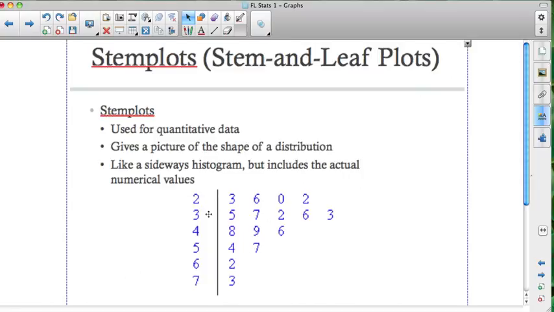So in this case, these stems represent the tens digit, and these leaves represent the ones digit. So this 2 and this 3 represent 23. This is a data set that looks like 23, 26, 20, 22, 35, 37, 32, 36, 33. And I actually don't like this example. I like to put my leaves in numerical order, and we'll do an example that looks like that.